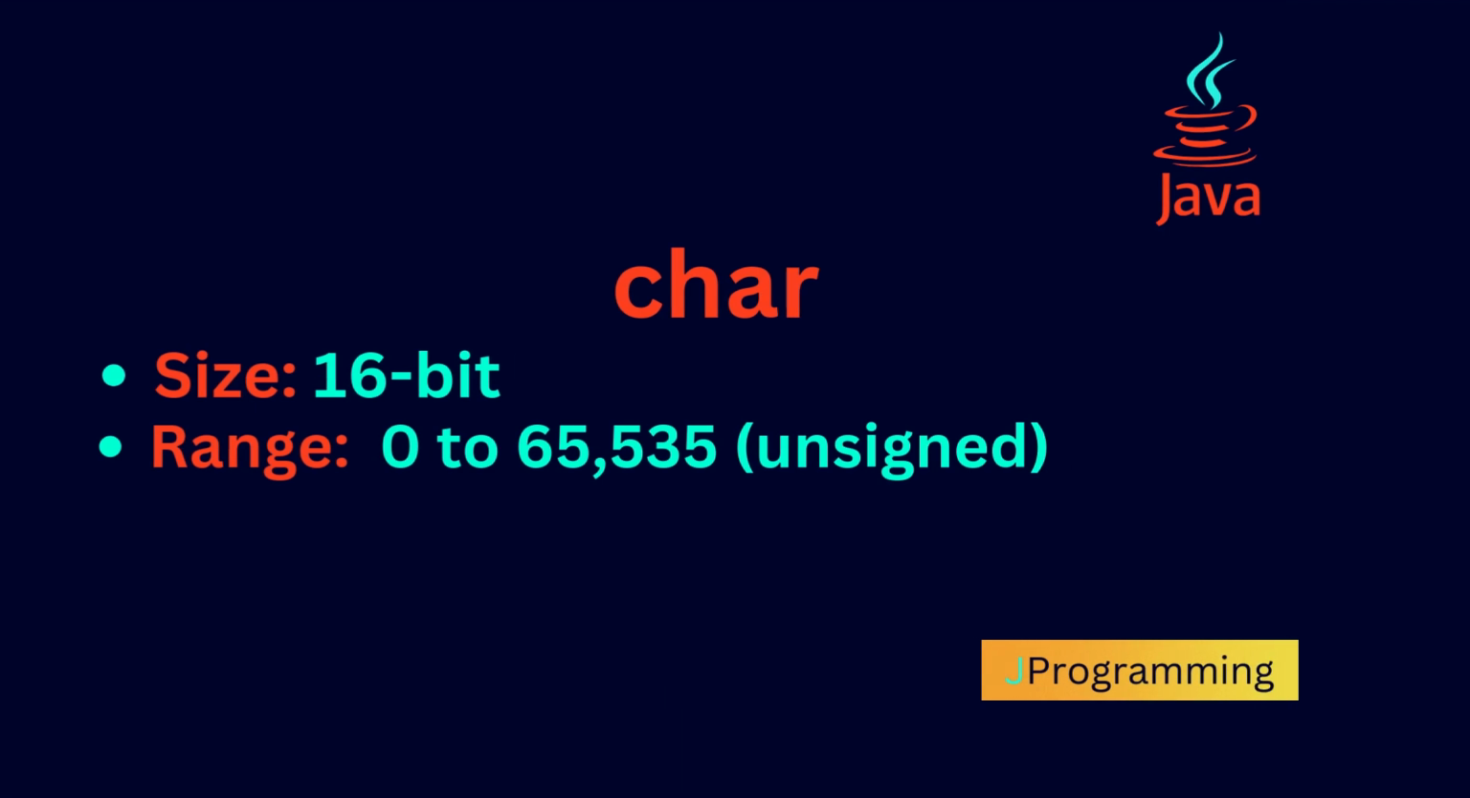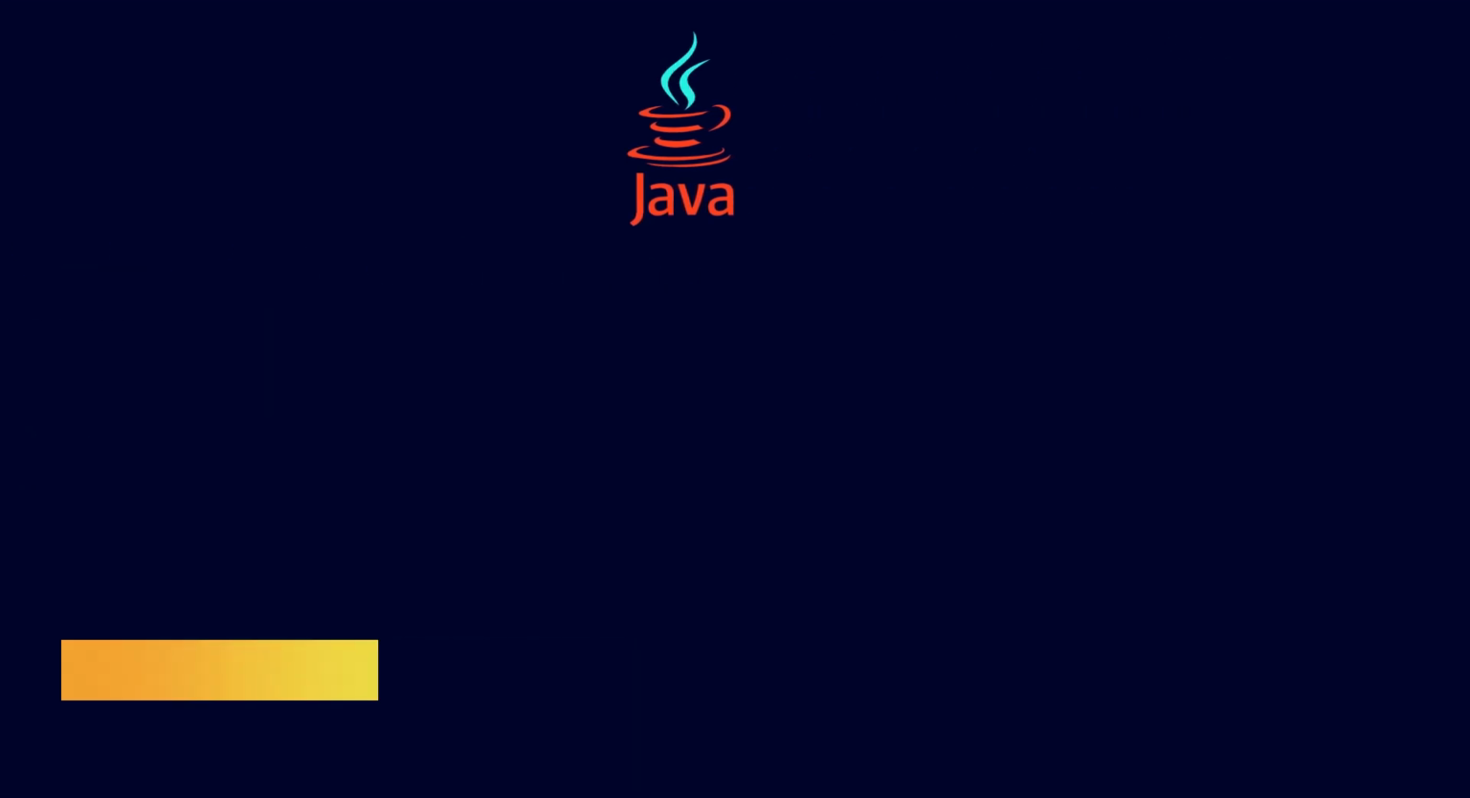The character type is a single 16-bit Unicode character. It can hold any character, like letters, digits, or symbols. Characters are enclosed in single quotes, and they represent their Unicode values.